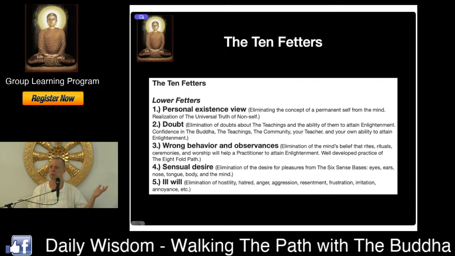Well, the solution to personal existence view is to gain the understanding that this body isn't you. It's not who you are as a person. It's just physical structures. It's just skin and bones and muscle tissue and fluid. None of that is you. It's not who you are. And it's constantly changing. And this self-identity that the mind's holding on to, this isn't you either.